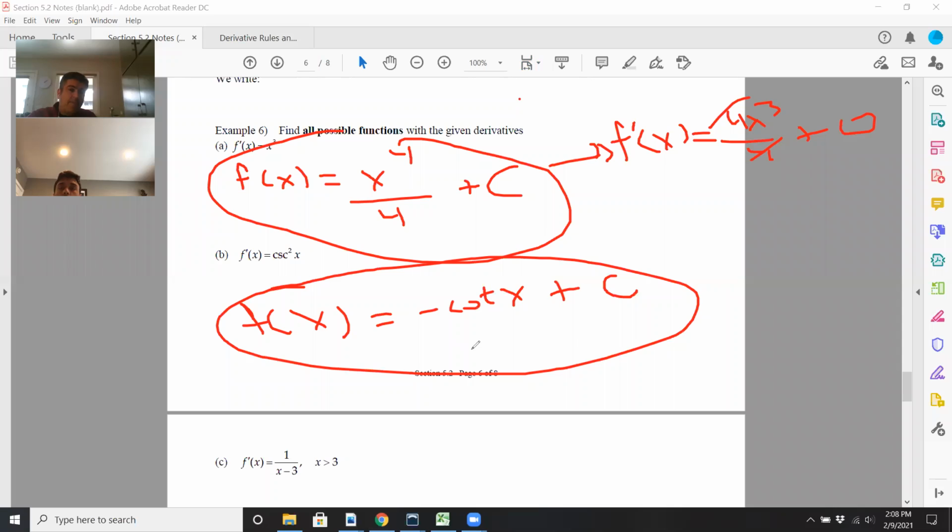Again, why do I have a negative? Because the derivative of cotangent is negative cosecant squared. So you have the extra negative attached to the cotangent, so that cancels out, getting you back to cosecant squared x.